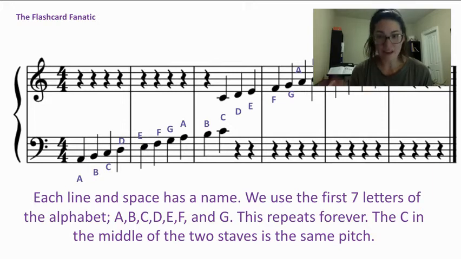Good. Now let's try going backwards. You can look at the slide to help you if you want to. Ready, go. G, F, E, D, C, B, A. Good. Let's try going a little faster. Ready, go. G, F, E, D, C, B, A. A little faster. G, F, E, D, C, B, A.